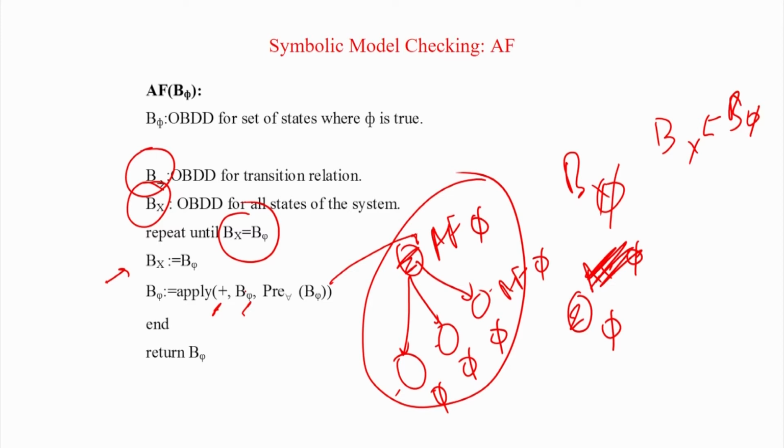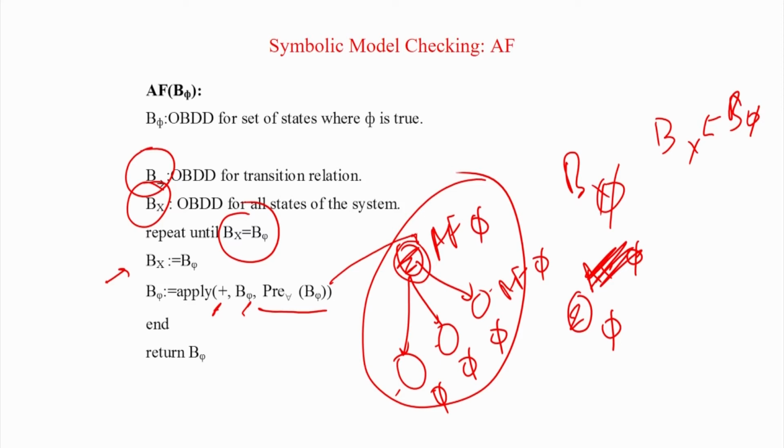That means this one is taking all such states where phi is equal to true, and this pre of all B phi is taking states of this nature, and you OR them. Basically these are the states in which AF phi holds, and you have to keep on doing it till you do not get any more states. Then what you get is AF of phi. So that is a very simple idea.